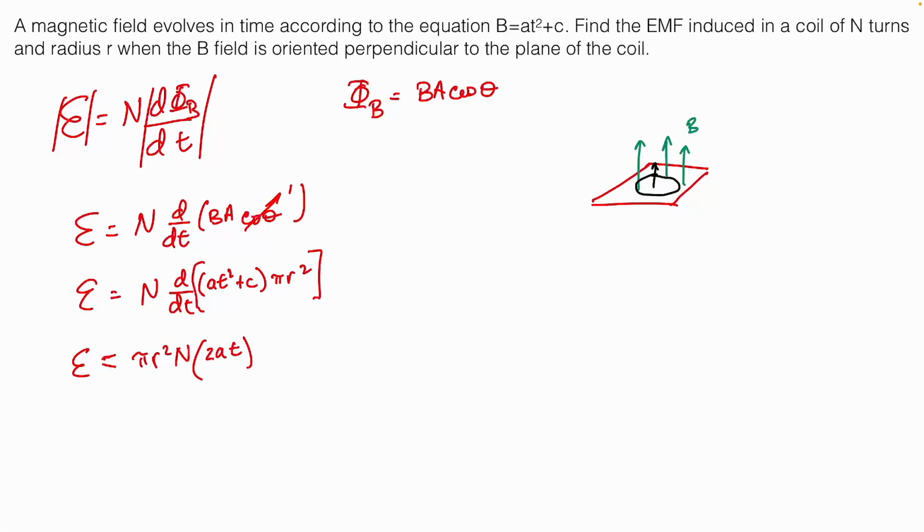Sorting some things around, I end up with 2 N t A pi R squared. We usually put numbers in front, followed by N, then variables, and then anything else. So there it is, the EMF as a function of time. What's the EMF at time 0? 0. And as time goes on it gets bigger and bigger, which makes sense because the magnetic field is getting bigger and bigger in time.